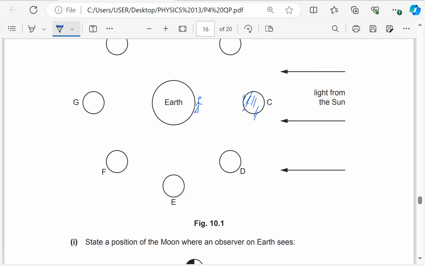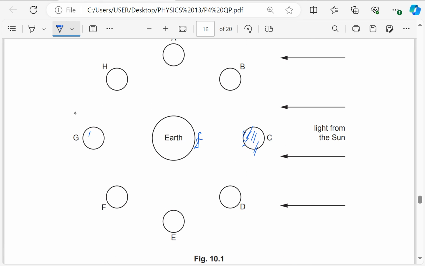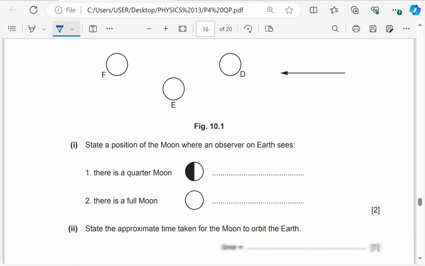That's a new moon. And when it is here, we have a full moon because the light will be incident fully onto the moon. So you will see the whole of this part, this side facing you. If you are standing here, you will see a full bright part of the moon. So it means this is going to be a full moon.